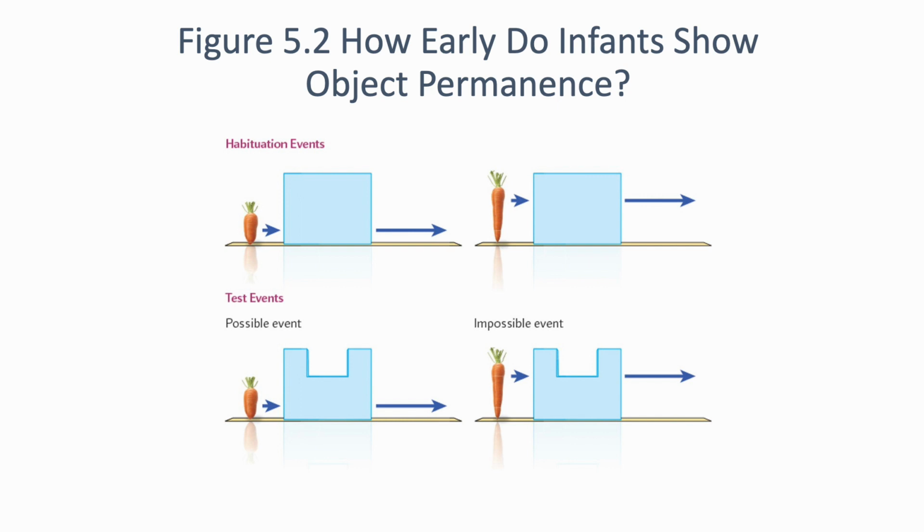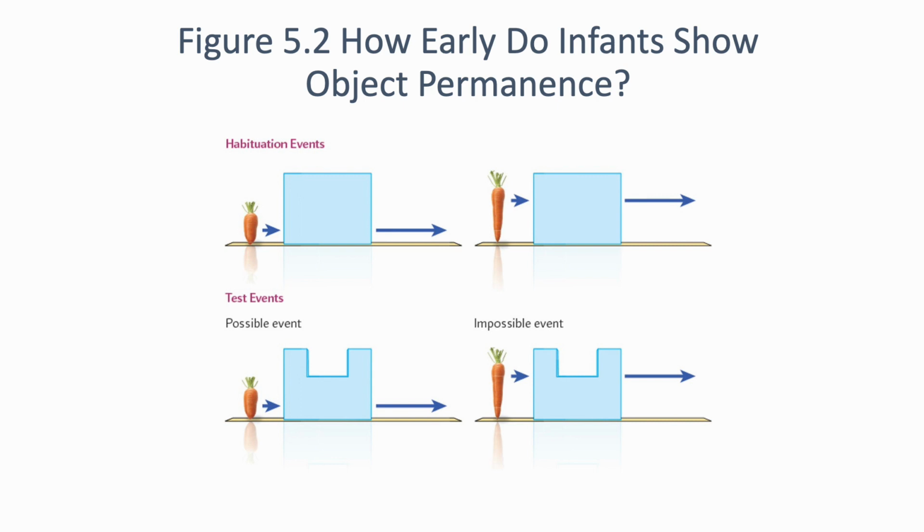This works by making sure the infant is familiar with an expectation. You do this through habituation. Do you remember what habituation is? If not, it's a good time to stop the presentation and go back and review your notes. If the infant looks longer at what violates its expectations, that indicates it is surprised.